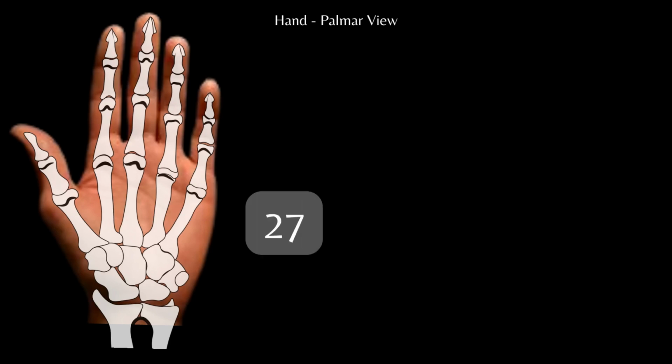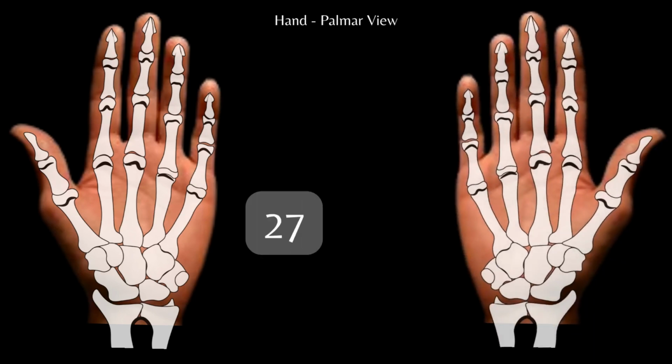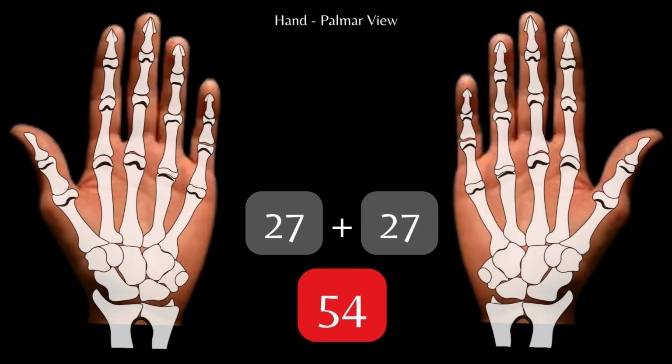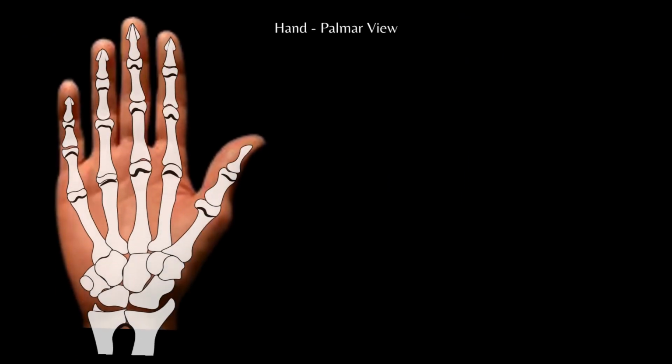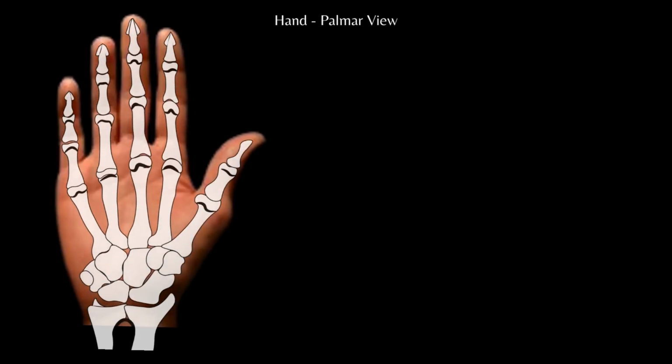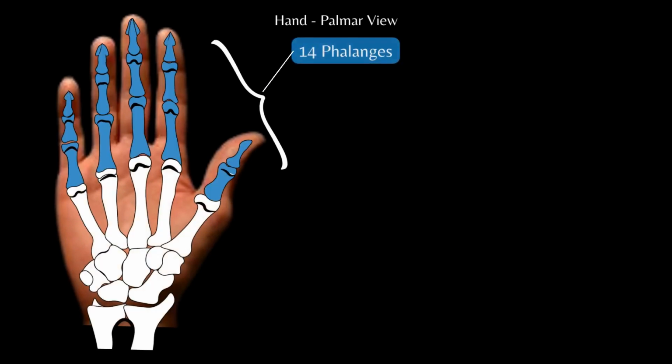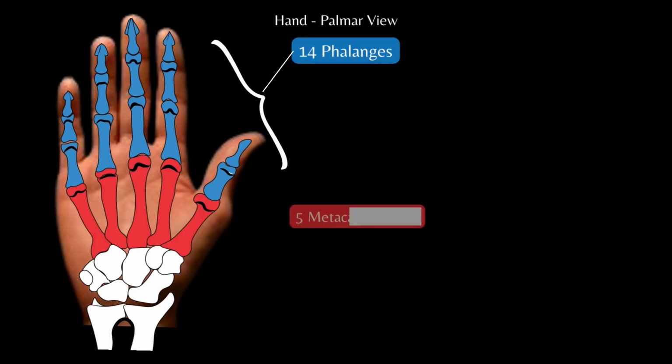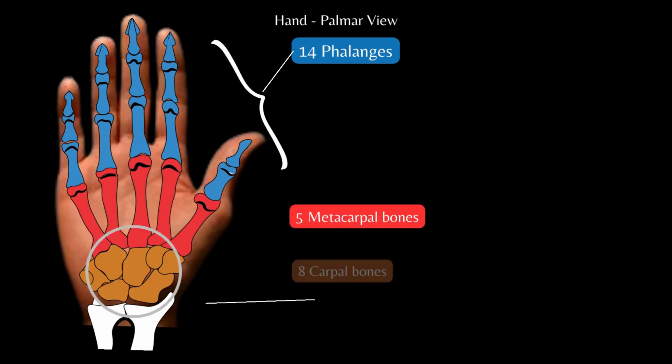The hand and wrist are made up of 27 bones in each hand. That's a total of 54 bones. They are made of 14 phalanges, also called digits or finger bones. Proximal to the phalanges are the 5 metacarpal bones. Both the phalanges and metacarpal bones are classified as long bones. Proximal to the metacarpals are the 8 carpal bones. These bones make up the wrist and are classified as irregular bones.